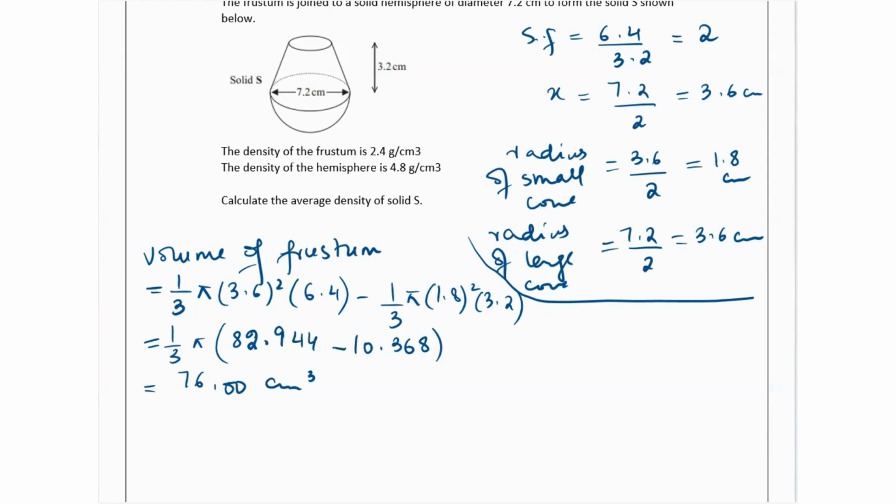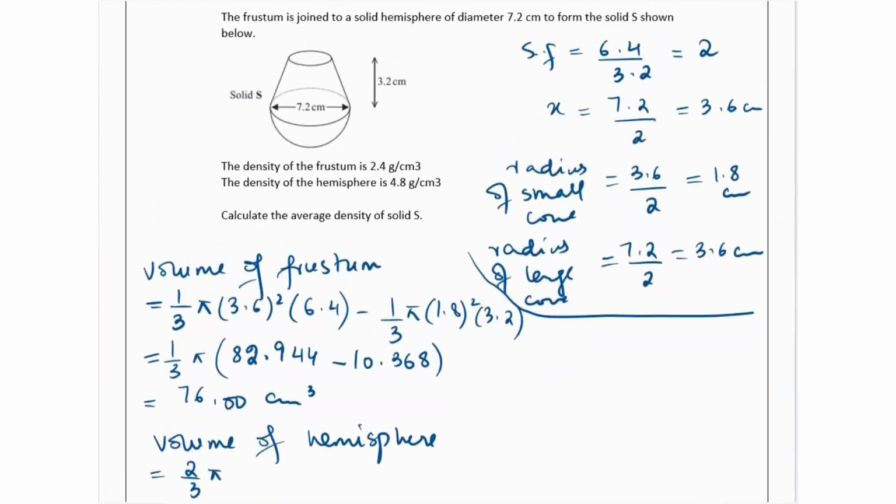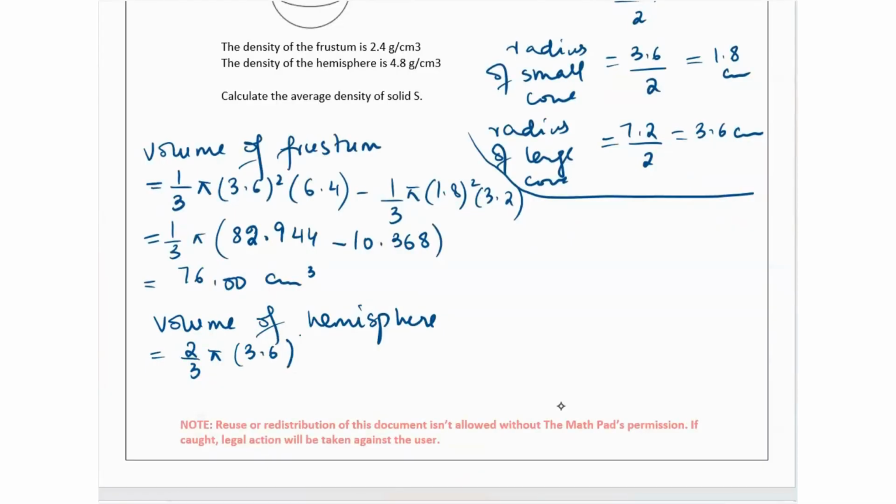Before we go to the density part, let's find the volume of the hemisphere as well, because we need that. Volume of the hemisphere is going to be 2 over 3 pi r cube. R is that of the large cone, so that's 3.6. So that gives us 3.6 cube times 2 times pi divided by 3. That's 97.72 centimeter cube.